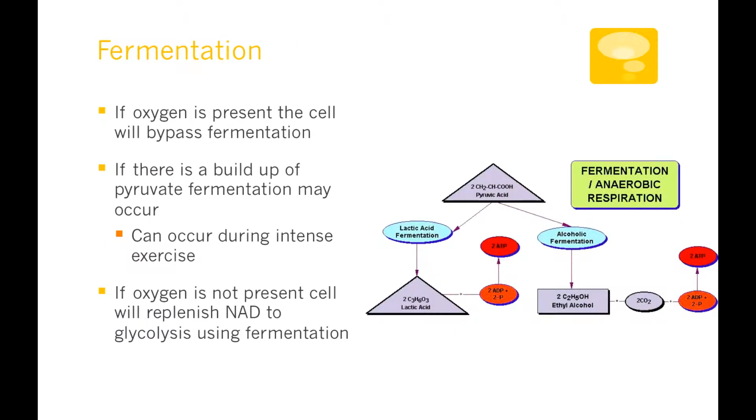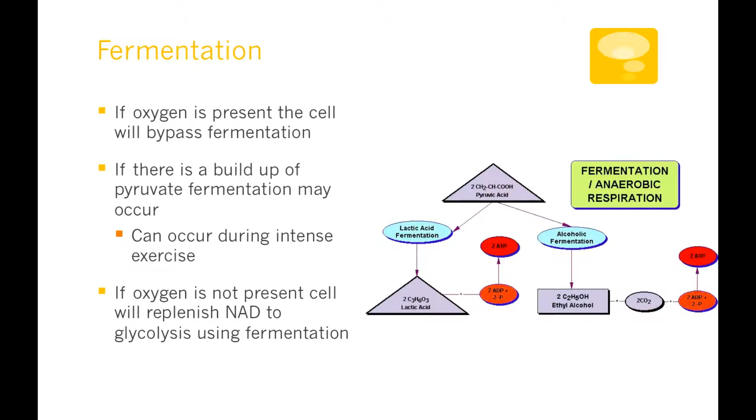So to summarize fermentation, if oxygen is present, the cell will bypass fermentation. If there is a buildup of pyruvate, fermentation may occur. This can occur during intense exercise. We lack what we need to continue aerobic respiration, and anaerobic respiration will occur, and this is why muscle fatigue sets in. If oxygen is not present, the cell will replenish NAD for glycolysis using fermentation. So if there's no oxygen ever present, then fermentation is the pathway in which we will use pyruvate, or pyruvic acid.